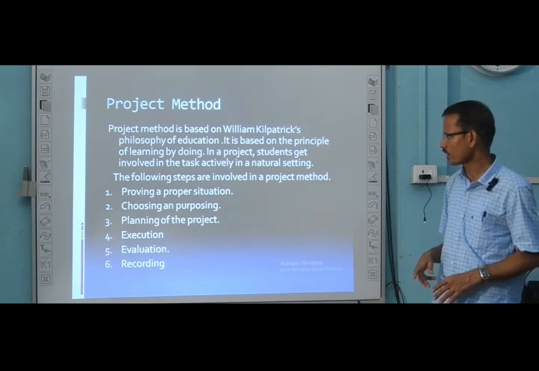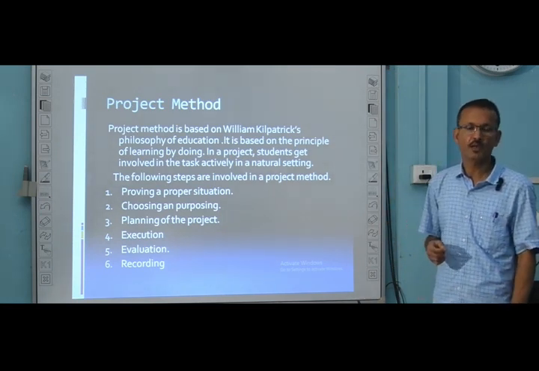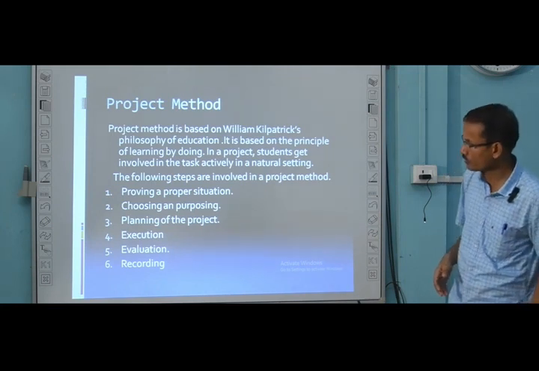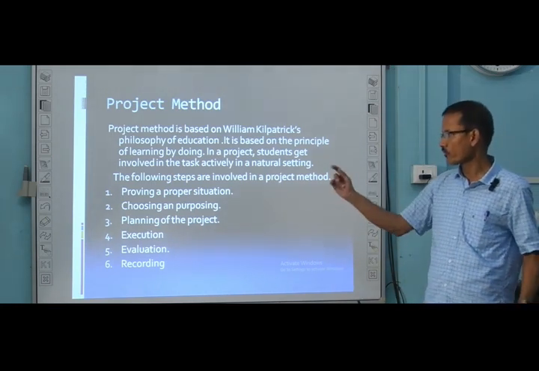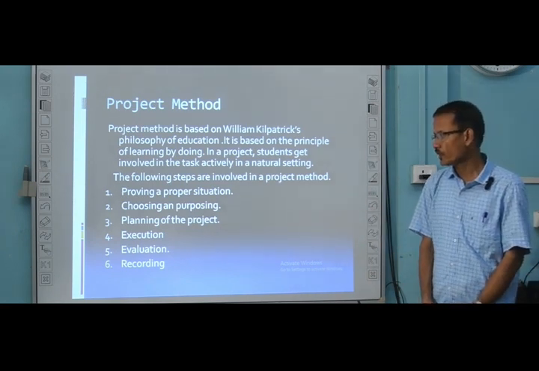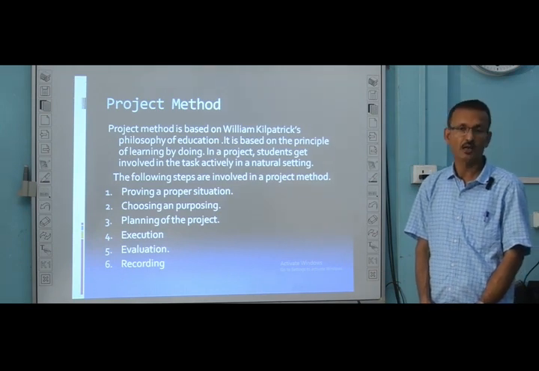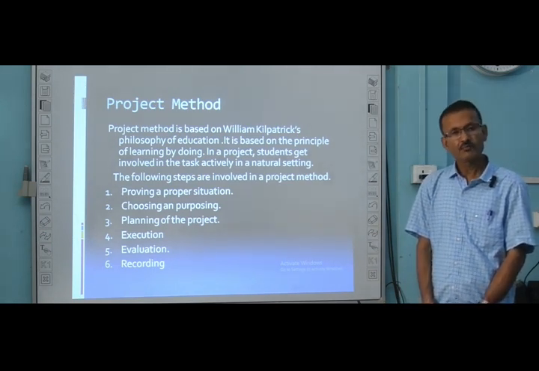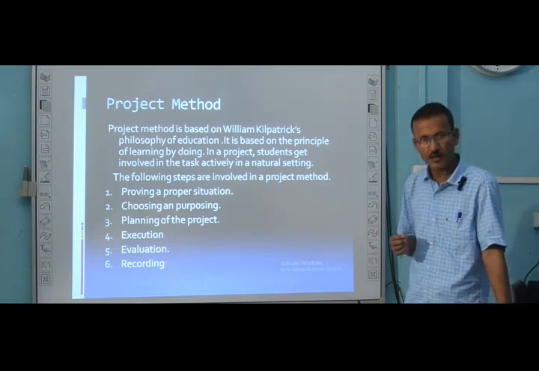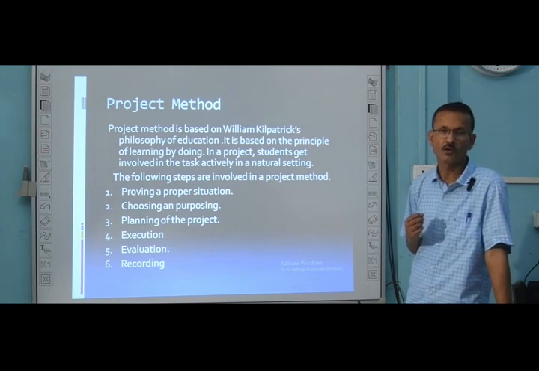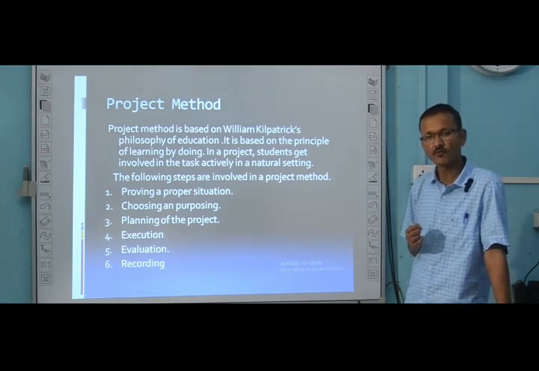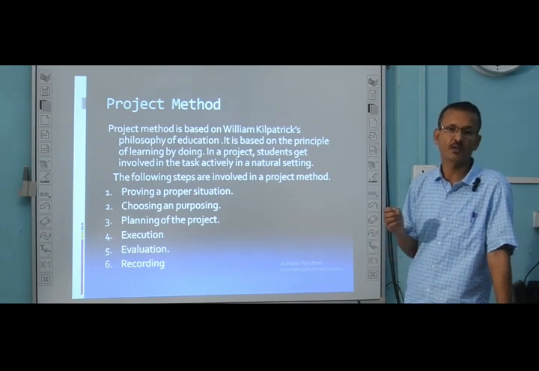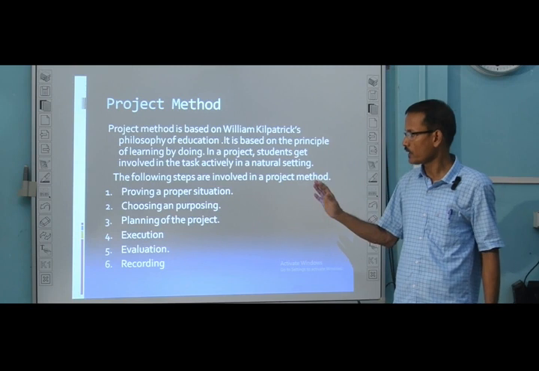But for the project method, some sequential steps are involved, and without breaking the sequence of the steps, we need to proceed in the project method. What are these steps? Providing a proper situation, that is number one. So for a good project method, we must provide the learner a suitable situation so that a project may be chosen. We can't force them to choose a project which is not according to their age or their psychological urge. We must be careful in choosing a project so that it fits their age, their need, their psychology, etc. So we have provided them the proper situation.